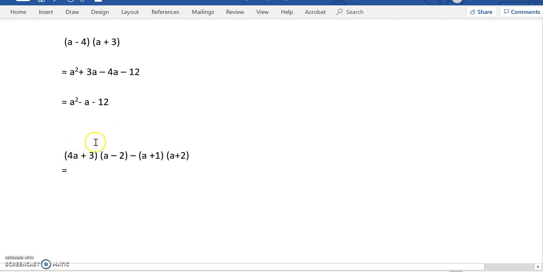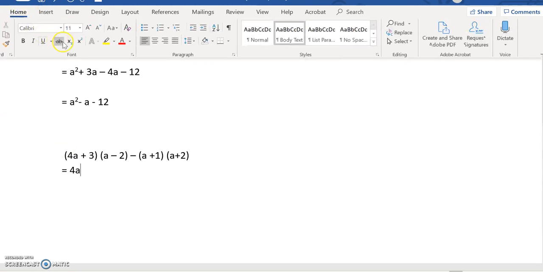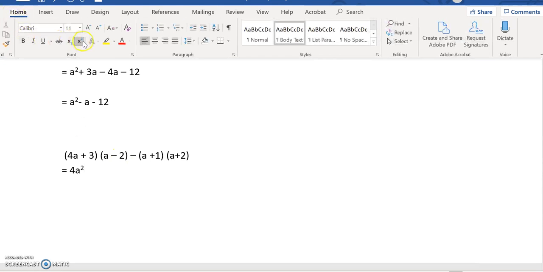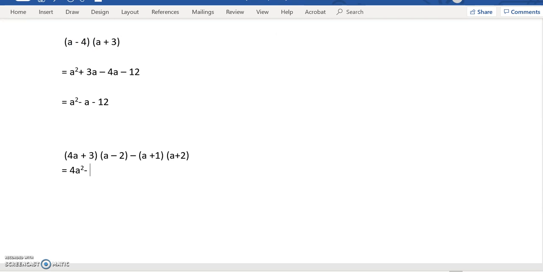Working this out first. The first by the first, that's going to give 4A squared. Then the next term, it's going to be first by the second. It's going to be minus 8A, because 4A times minus 2 is minus 8A. We go the second by the first here, so we plus 3 times A, which will be 3A, and plus 3 times minus 2, so minus 6.